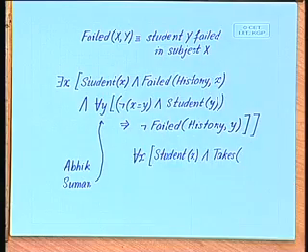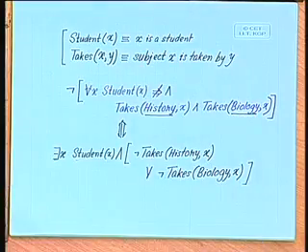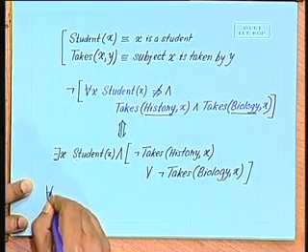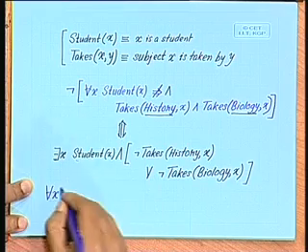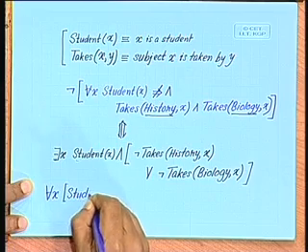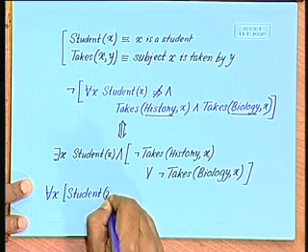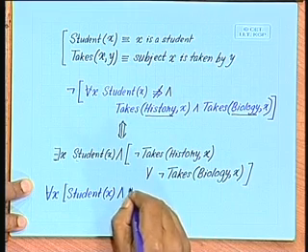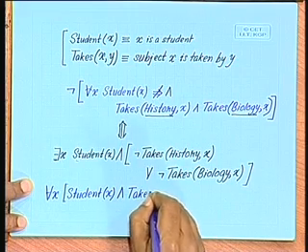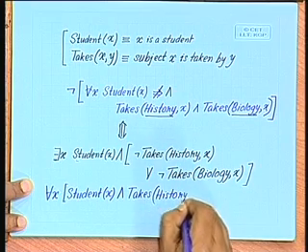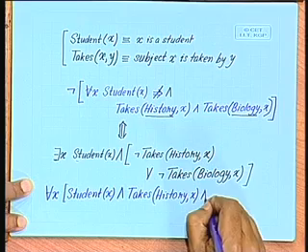For all X, let me go back to the previous example, then it is better to write it there. Yes, how do you want to write it? For all X, A bracket student X and takes history comma X and takes biology comma X.